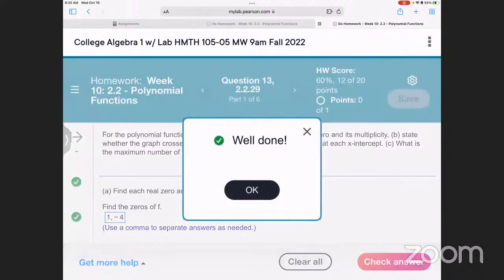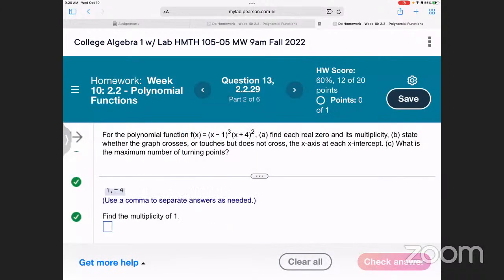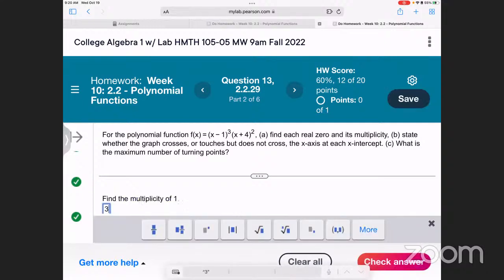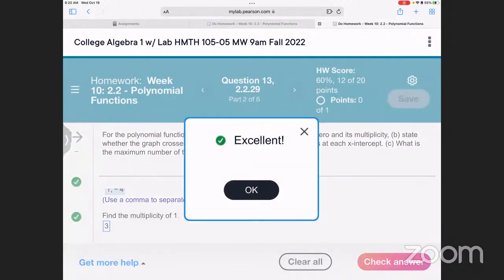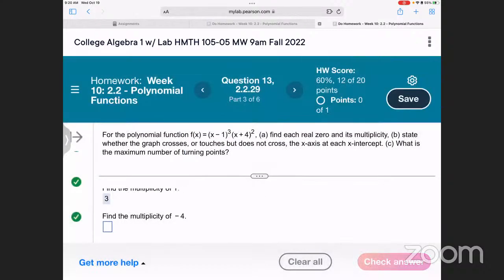Okay. So for the multiplicity of 1, you have x minus 1 to the power of 3. That means the multiplicity when x is 1 is going to be 3 because of that power of 3. Okay. So then that means the multiplicity of -4 is 2.